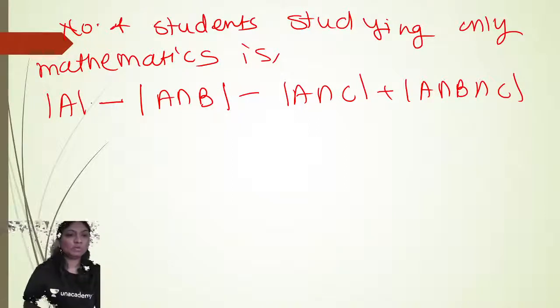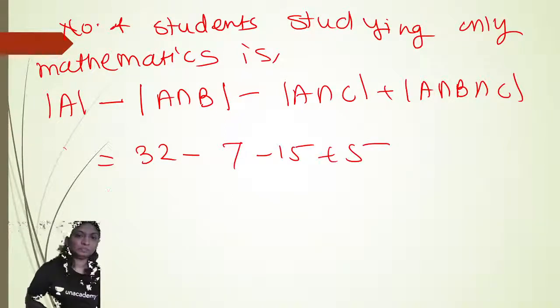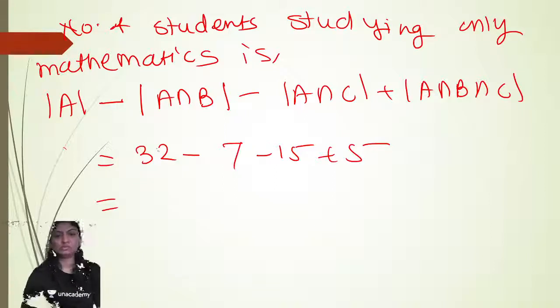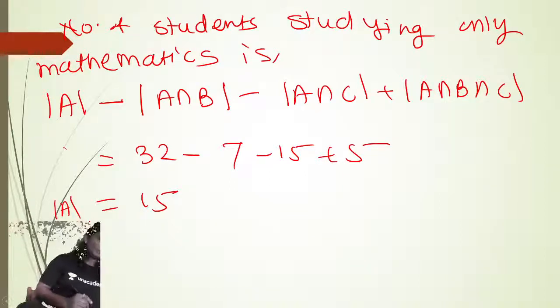Now see, from the total number of students who study mathematics, we subtract the number of students who study maths as well as bio and maths as well as physics, right? And we add back those who study all 3 subjects because they were subtracted twice. So cardinality of A is 32 minus 7 minus 15 plus 5. 32 minus 22 is 10, plus 5 is 15. So there are 15 students who study exactly mathematics, right?